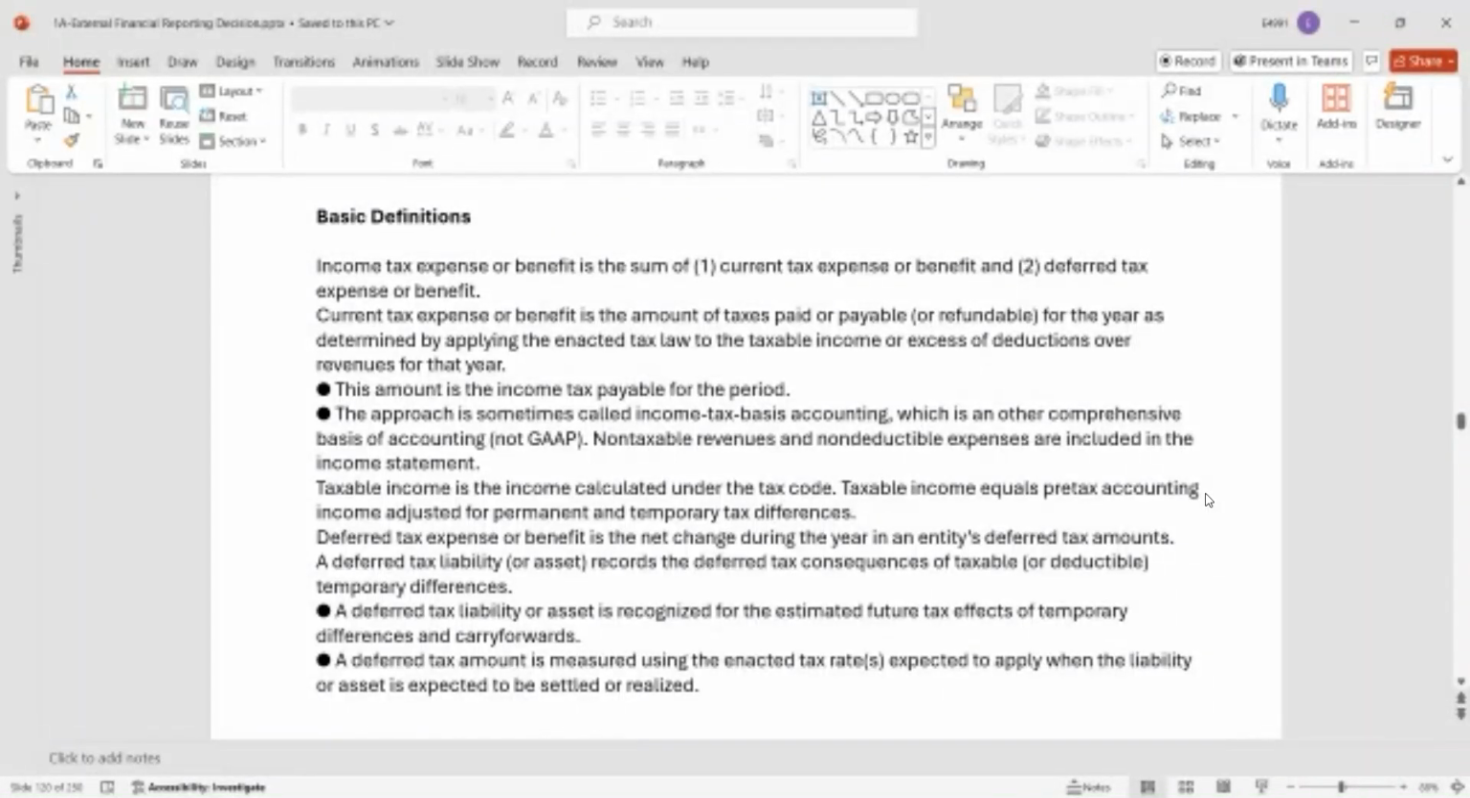A deferred tax liability or asset is recognized for the estimated future tax effects of temporary differences and carryforwards. A deferred tax amount is measured using the enacted tax rates expected to apply when the liability or asset is expected to be settled or realized.